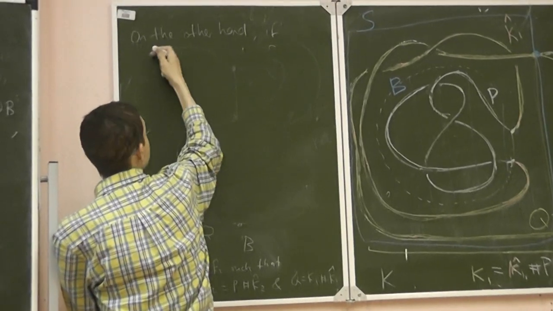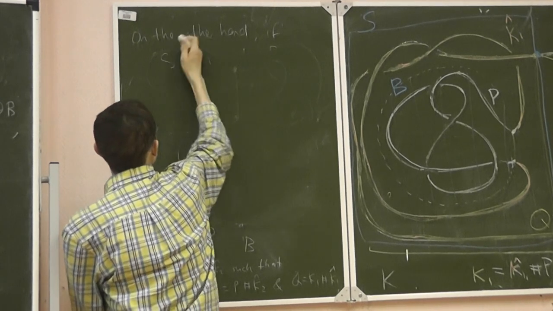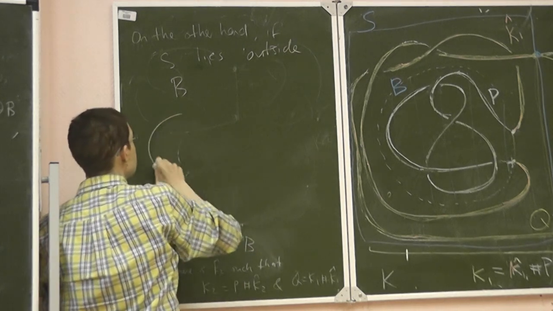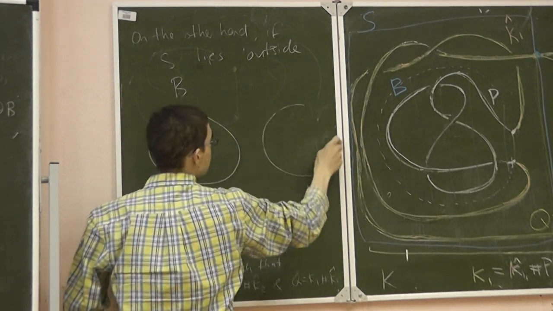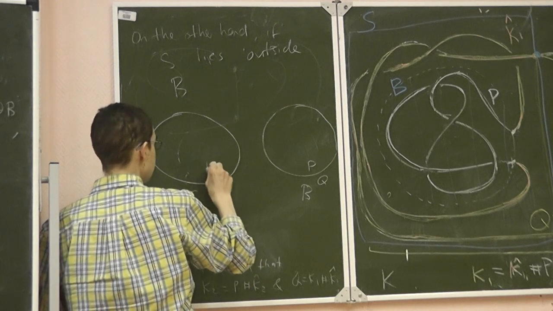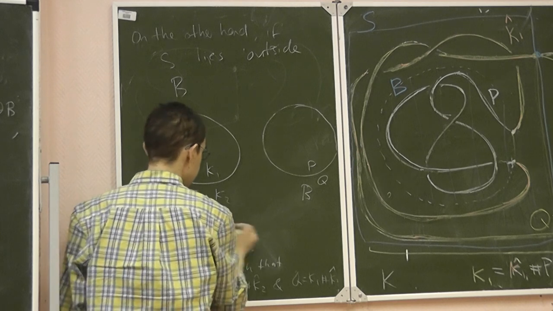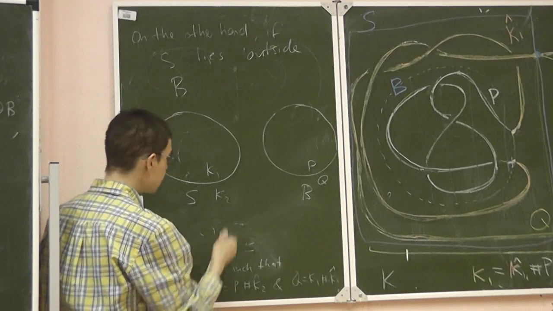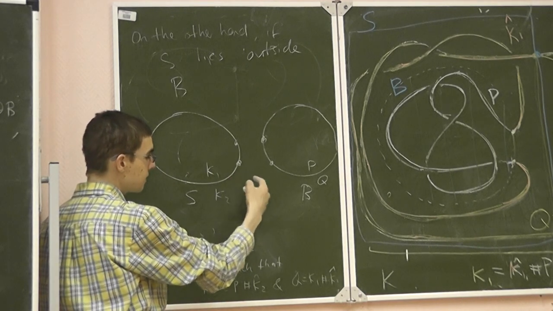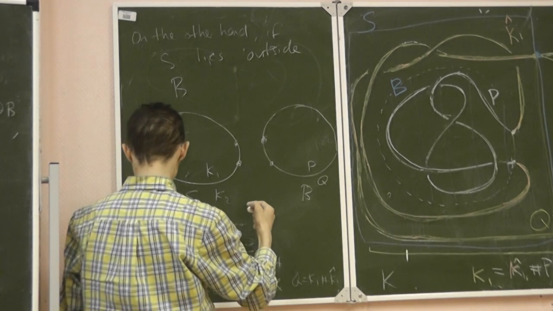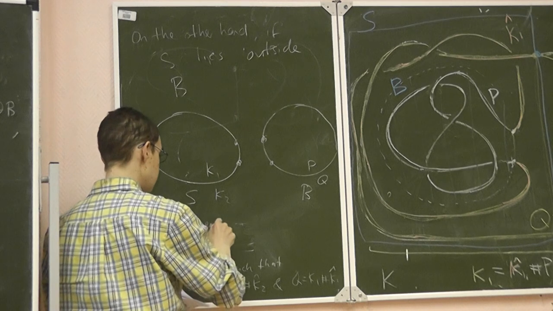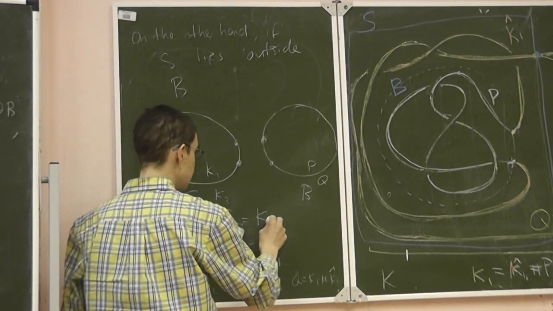So if S lies outside B. S, B. So inside we have P, outside we have Q, and we have K1 inside and K2. Then we've got two intersection points here. Then we take K2 to be the part of K2 outside B. So here is B. K2 hat is K2 minus B.